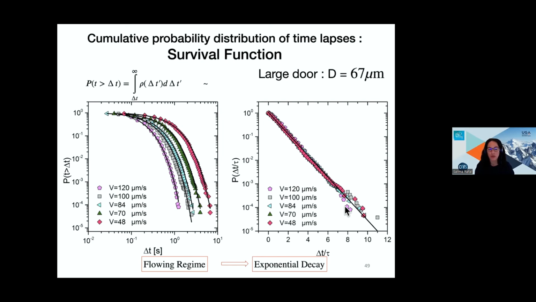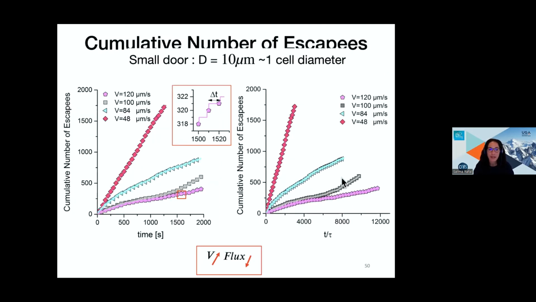There's nothing that prevents the cells from going through this large door at every velocity. And when you go to a very small door, 10 micrometers, which is about the cell diameter, you can do the same measurement.